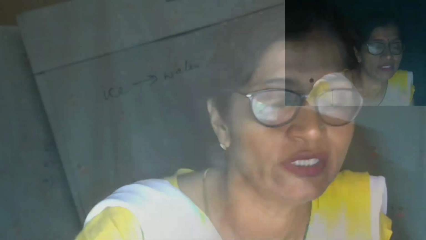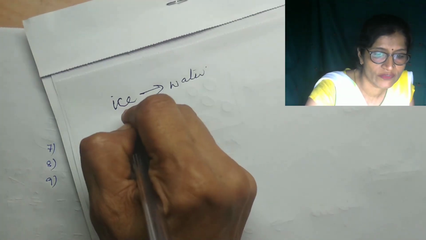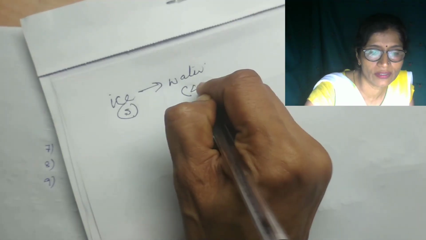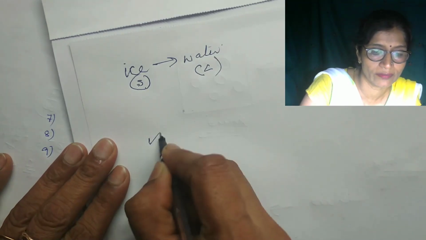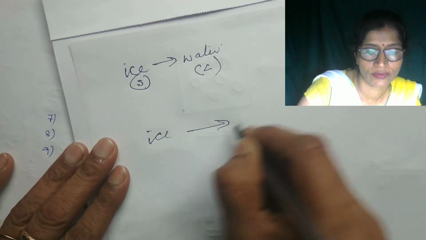For example, ice. When we heat ice, it will melt and convert into liquid water. When the solid ice is converted into water, we call it melting. Solid state to liquid state, we call it melting. Ice to water.